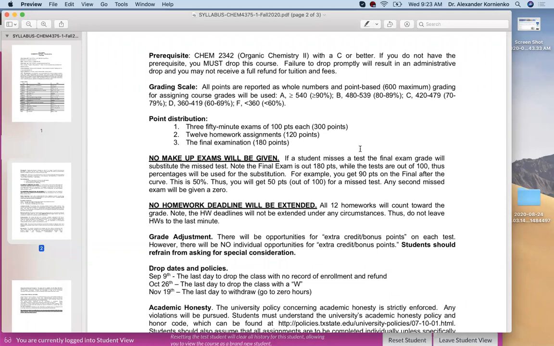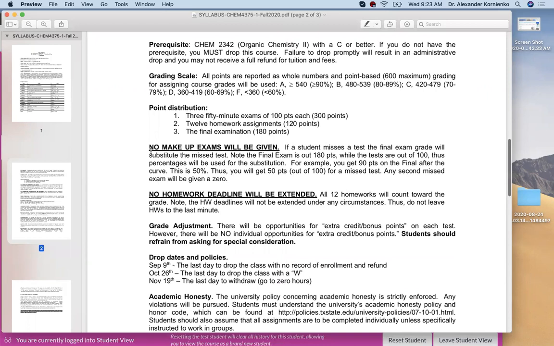class. Now, for the exams, no makeup exams will be given, right? So it's a very strict rule. And if you miss a test, then the grade that you get on the final will replace it. So you're going to have to study extra hard for the final. And also, obviously, if you don't miss a test but don't do so well on a midterm exam, I will do the same. I'll replace the poor grade with hopefully a much better grade that you get on the final.